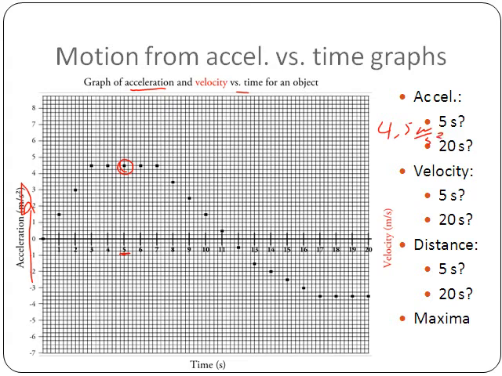20 seconds, that's this point right here. We follow it back over, and it's -3.5. And so at 20 seconds, -3.5 meters per second squared would be our acceleration right there. Pretty straightforward. So we got that. Next one up would be velocity. To find the velocity at 5 seconds, we would need to find the area at 5 seconds.